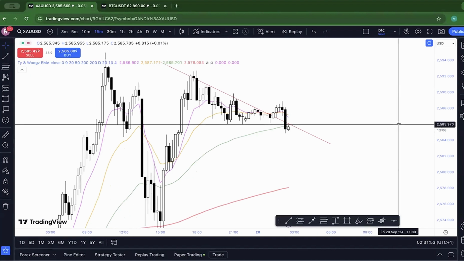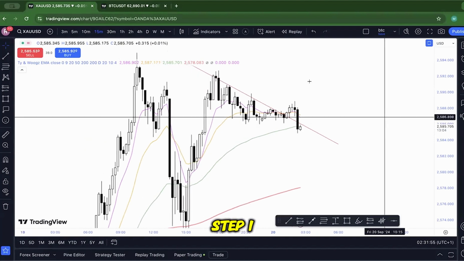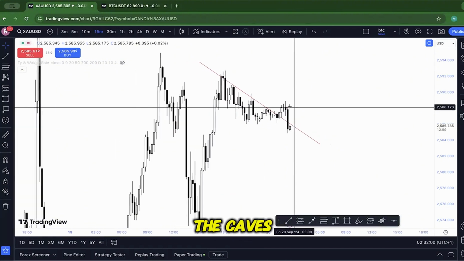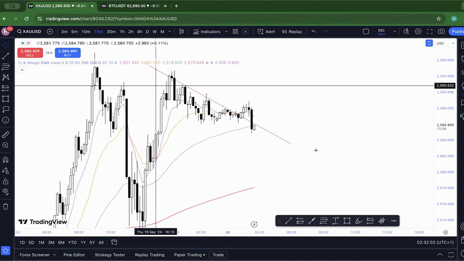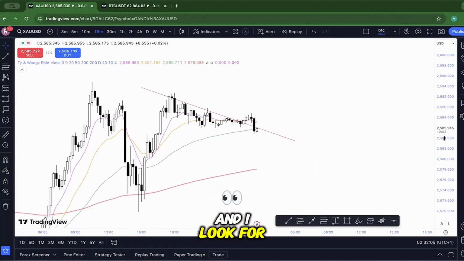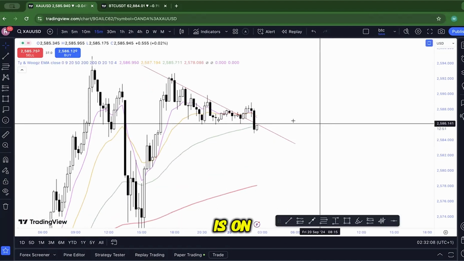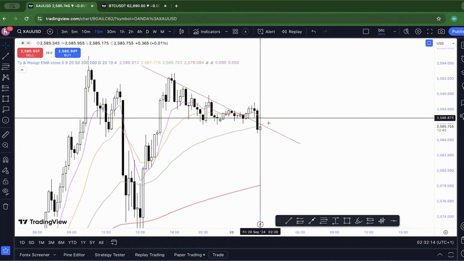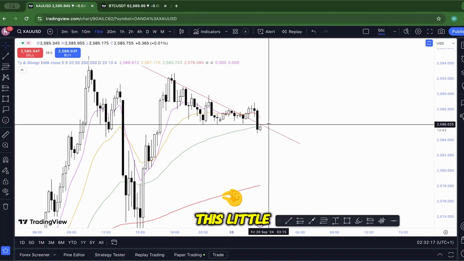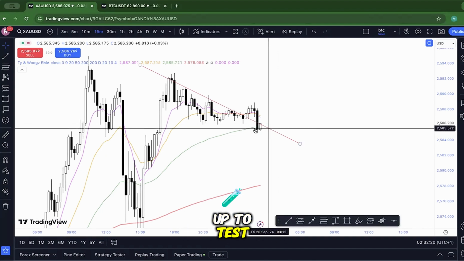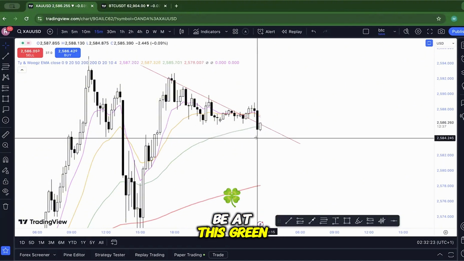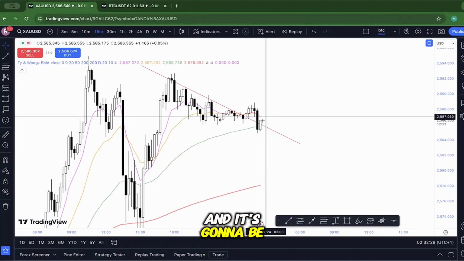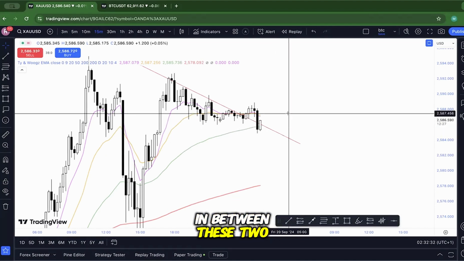So step one, basically, I open up indicators and I look for where support and resistance is on the chart. So right now, it broke out of this little small range and it's coming back up to test. Support is going to be at this green moving average for me. This is a 15-minute chart, and it's going to be a buy gap in between these two moving averages.